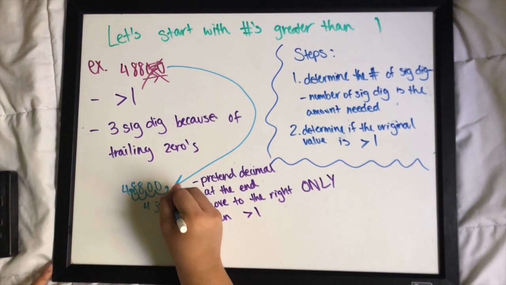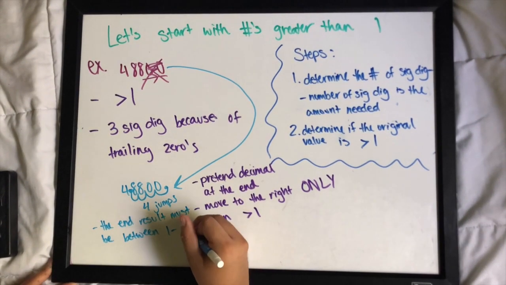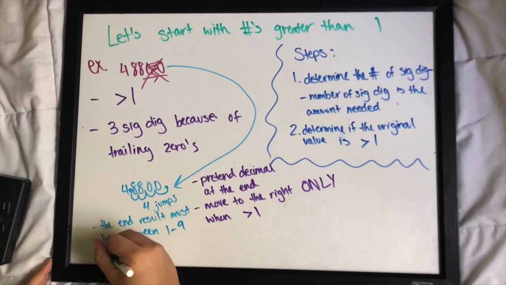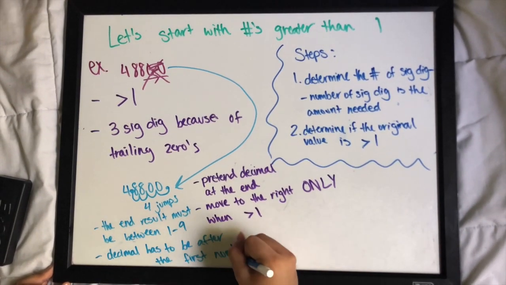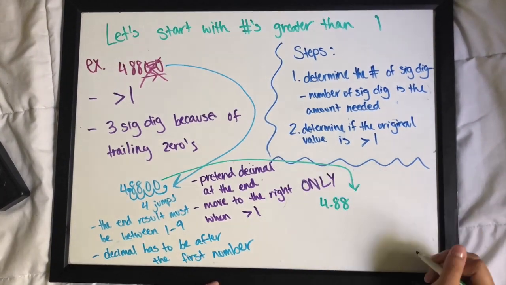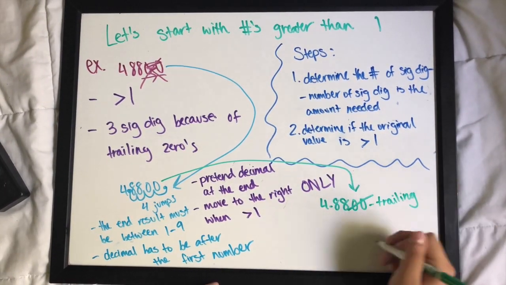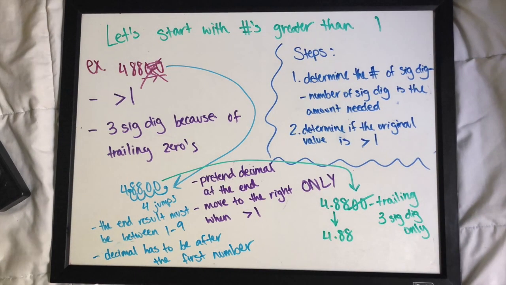You move it to the right only when the value is greater than 1. So here you make 4 jumps, and the end result, your decimal must land between the numbers 4 and 8. The decimal has to be after the first number. Moving on, here is our converted number. Once again, we take off the zeros, leaving us with 3 significant digits only.